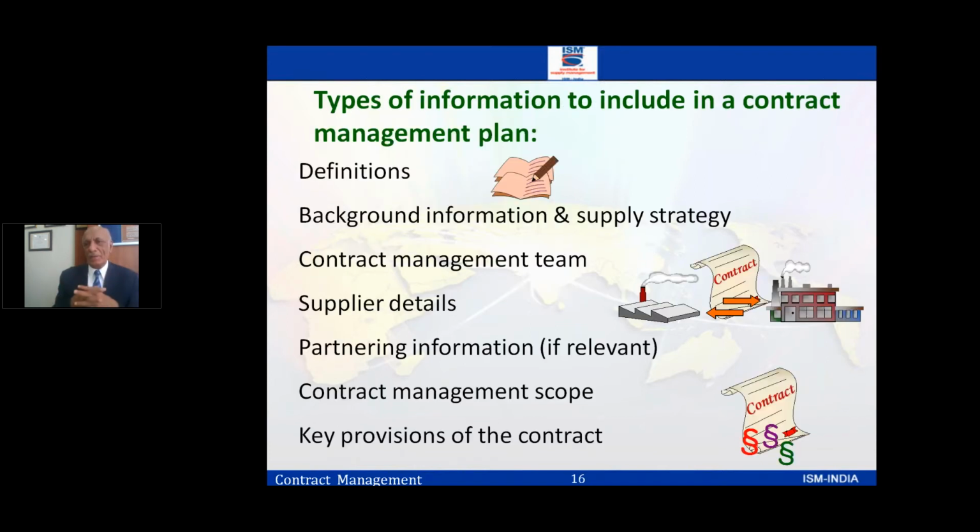Now, the type of information you put in the management plan: obviously the definitions of various issues. Like I said to you, what is contract management, and what is contract administration? The two are different terms, so one needs to come up with the right definitions. Then background information, the supply strategy, the contract management team and who the members are, supplier details, partnering information, and contract management scope. What is the scope of the contract? The more detailed you can give it, the better. If you can put down the milestones, that is even better. Key provisions of the contract.